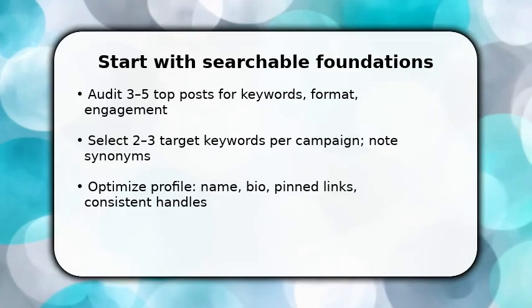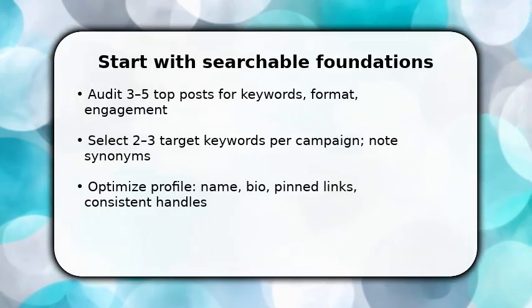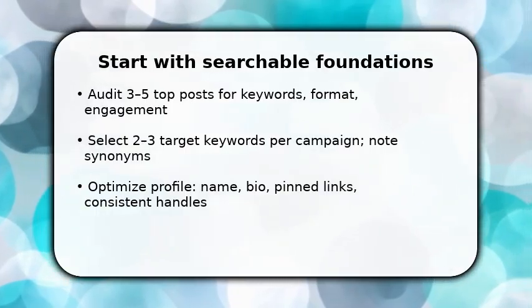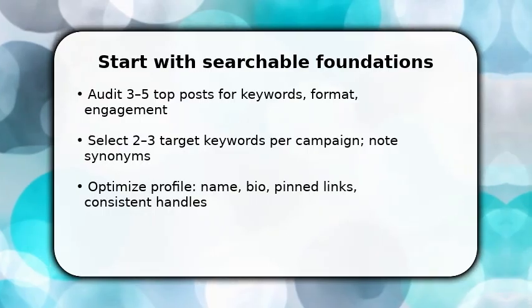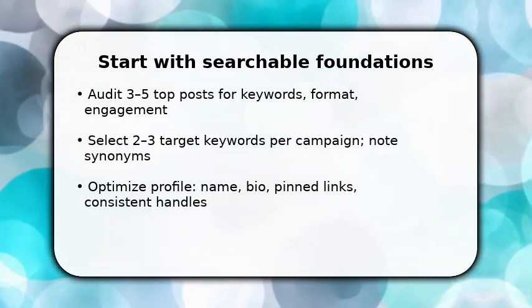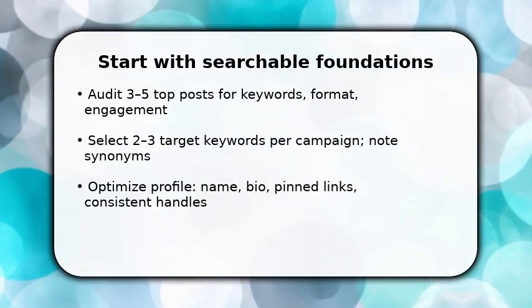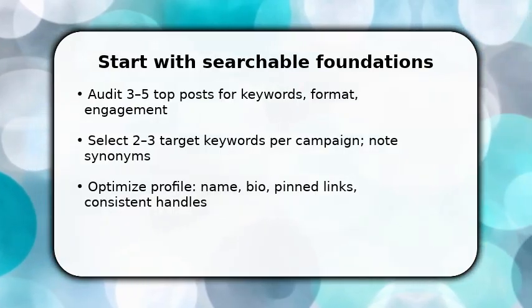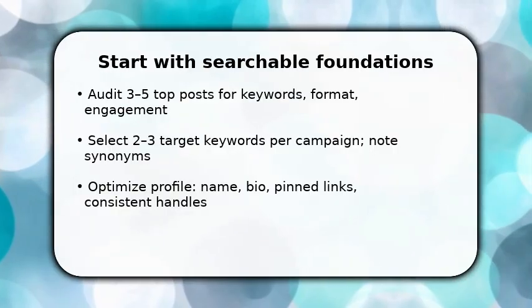You begin by aligning assets to search behavior. Audit 3 to 5 successful posts to find recurring words, formats, and times that drive clicks. Once done, pick 2 or 3 target keywords and related synonyms to guide captions, hashtags, and image text. This gives you focus. Make sure profile fields are optimized.